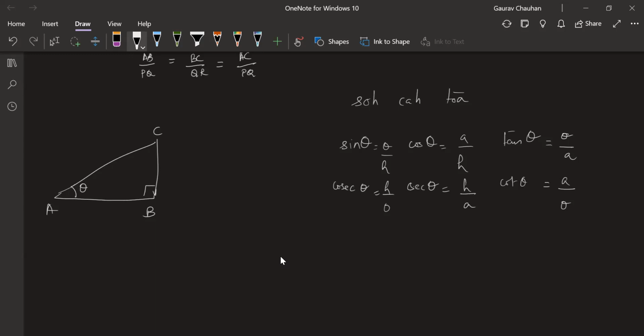Now what I'm going to do is draw another triangle of the same shape. I'm not going to move A. I'm going to draw it on top of this. I'm just going to extend AC, and I'm going to extend AB. And I'm going to draw a perpendicular here. Let this be MN. Let this perpendicular be at M, which intersects AC extended at N.